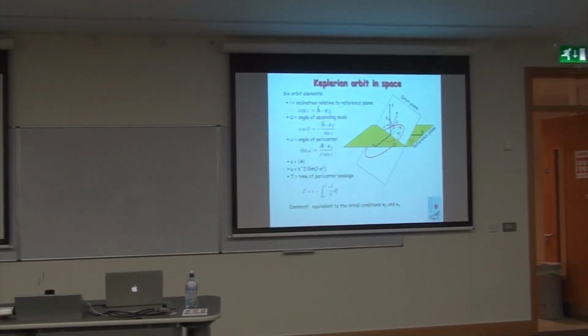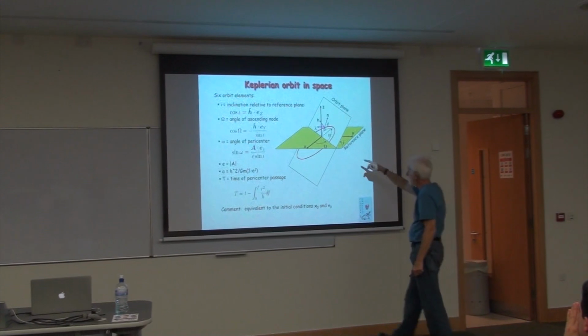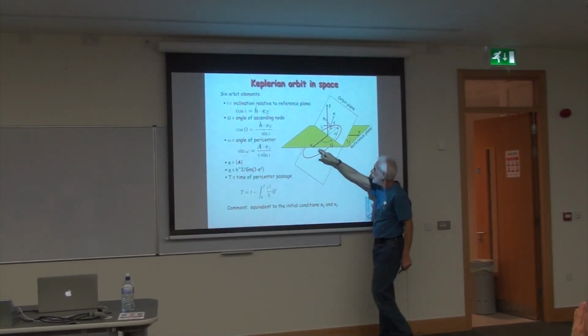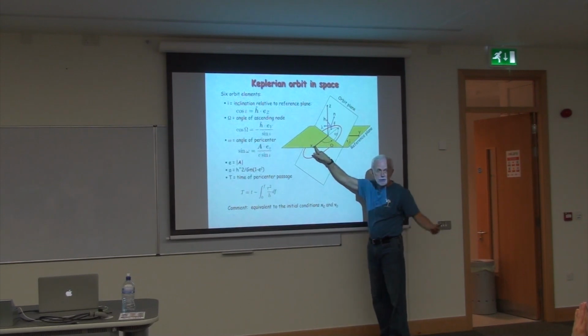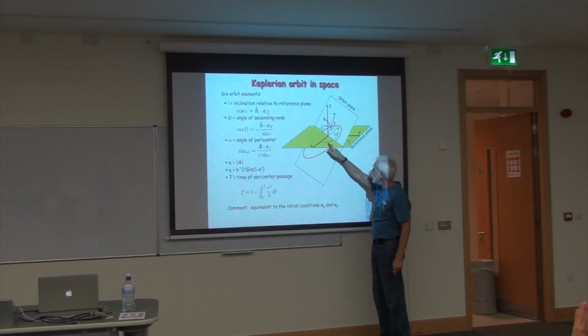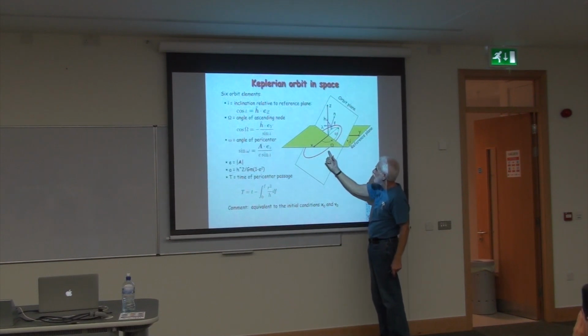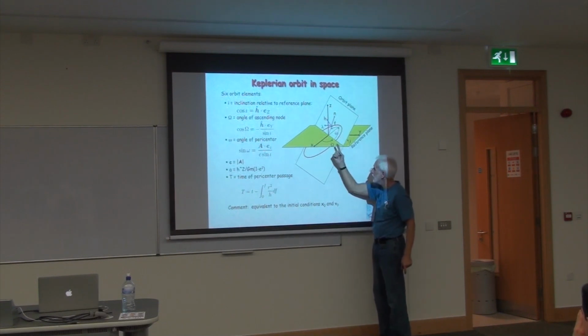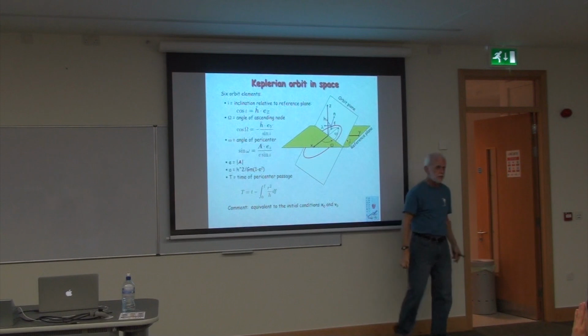Now, if this orbit is inclined relative to the reference plane, there'll be a line of intersection between those two planes. And you define an angle from the x-axis, this is just the convention, from the x-axis to the line where the orbit goes from below your reference plane to above your reference plane. That assumes a particular direction, as the line of the ascending node.